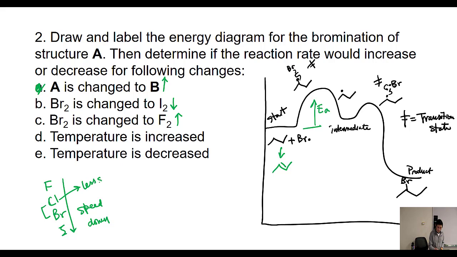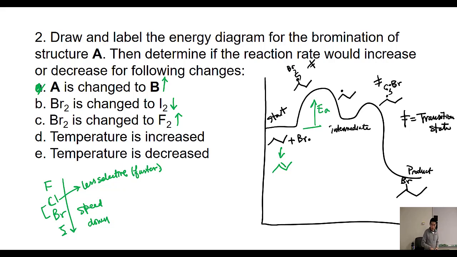Now, chlorine is less selective, and the reason why it's less selective is because it's faster. If I'm faster, I'm just going to go wherever I go. If I'm more selective, like bromine is, then I'm slower, and so I'm a little more picky. That's basically the concept. Fluorine is barely selective, which is why it's really fast.